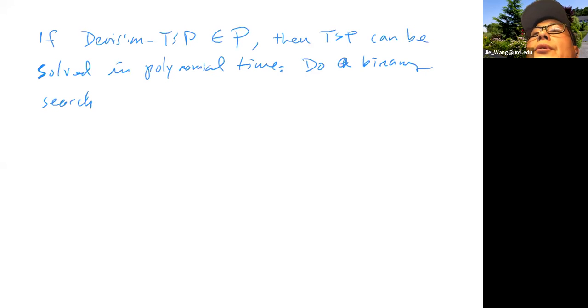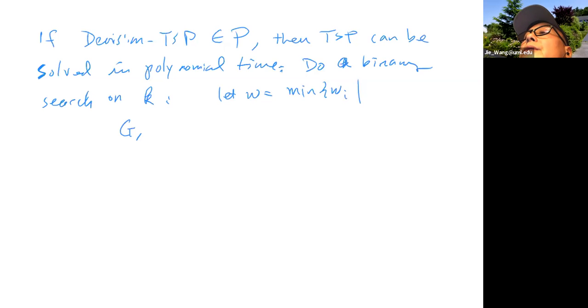Okay, so we do a binary search on K. So you first ask, let's say we let w be the smallest weight. So this is small w, this is capital W in your input. Then your Hamiltonian circuit, the total weight cannot be smaller than, let's say you have n nodes, right? So it cannot be smaller than the size of G times w.